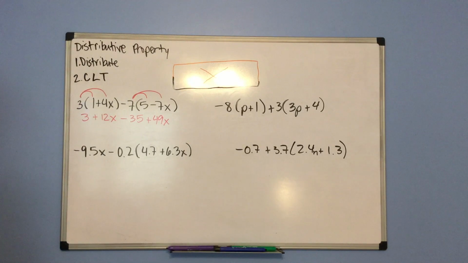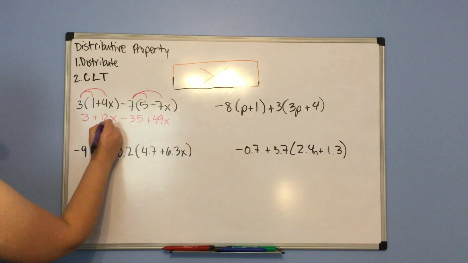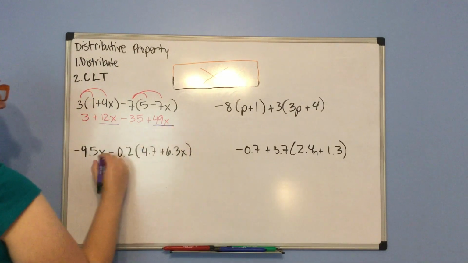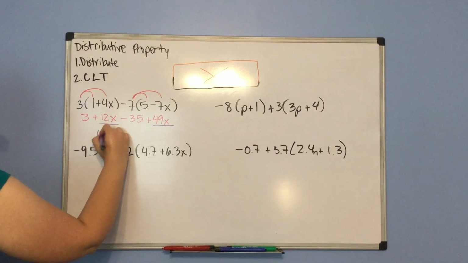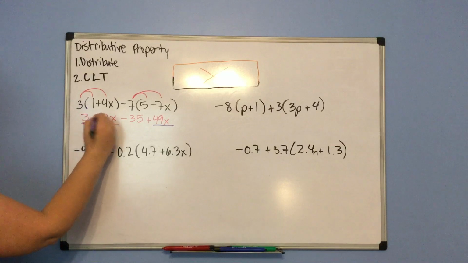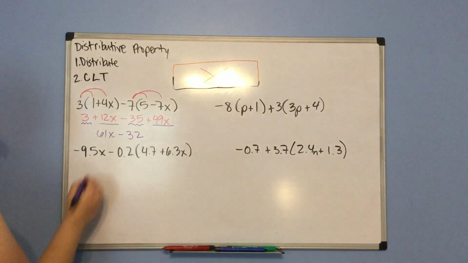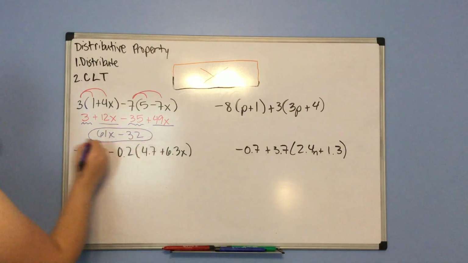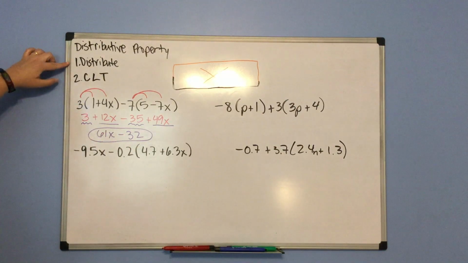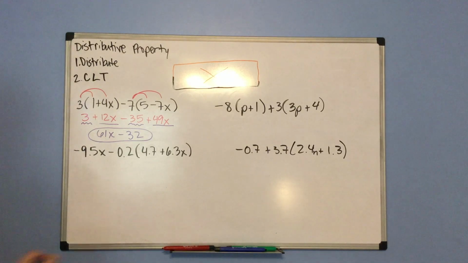Are we completely done here? We are not. We need to combine our like terms. Let's start with the x's. 12 plus 49 is going to give me 61x. And now our numbers, 3 minus 35 gives us negative 32. So distributing twice just means you're doing a little bit more work back in the distribute step, but the combining like terms works the way it's been working for us. Let's keep trucking.